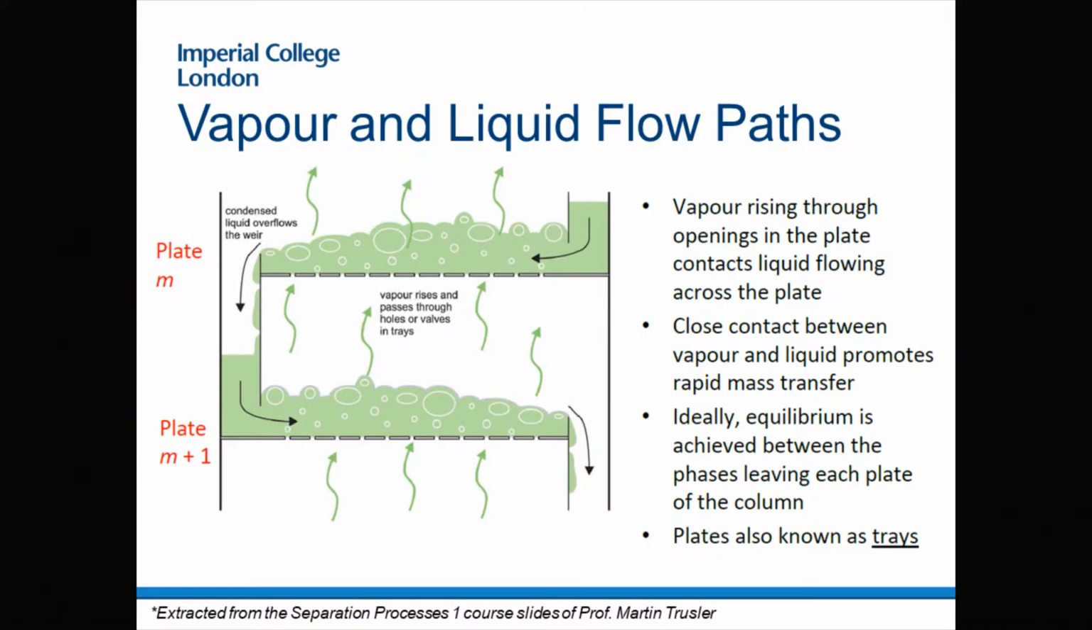In an ideal situation, the streams leaving each plate are in thermodynamic equilibrium. However, in reality, both streams leaving the stage are usually not in equilibrium. So what about passing streams? Are they in equilibrium? No, the liquid and vapor streams passing through each other are not in equilibrium.